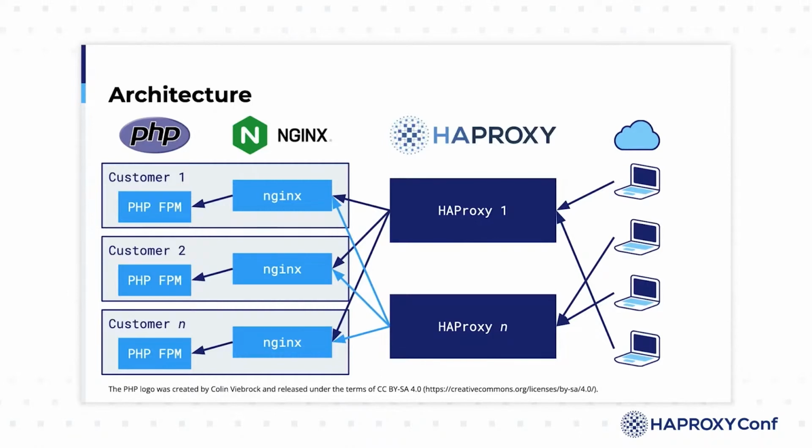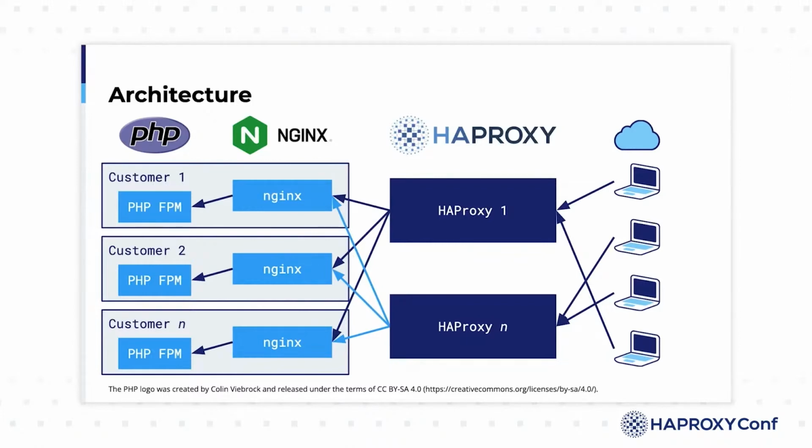Nginx in turn either serves a static file, such as an image, or uses fastCGI to communicate with the customer's PHP workers. Every customer receives their own isolated instance of Nginx and PHP, as Vault Lab Suite is not multi-tenant due to its origins in on-premise hosting.